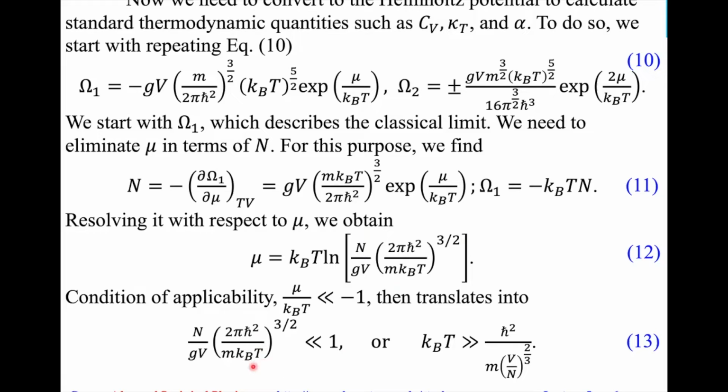What I do, I resolve it with respect to kBT. It becomes kBT much greater than h squared divided by m times (V over N) to the power of 2/3. And I don't take into account numerical coefficients on the order of 1. This is understandable. This is a classical thermal energy. It exists in classical physics. And h squared over m times the square of the distance between particles. Volume per particle to the power of 1/3 is the distance between them, and this is the square of the distance. h squared over m a squared is the quantum mechanical localization energy. The conditional applicability means that thermal energy is much greater than quantum mechanical localization energy.